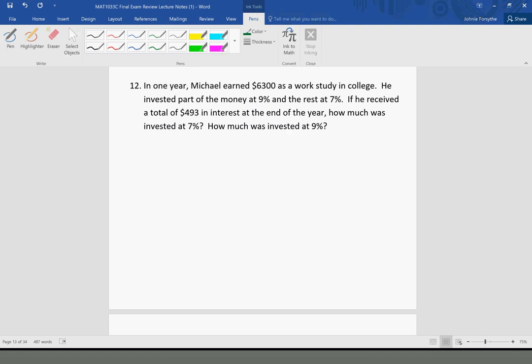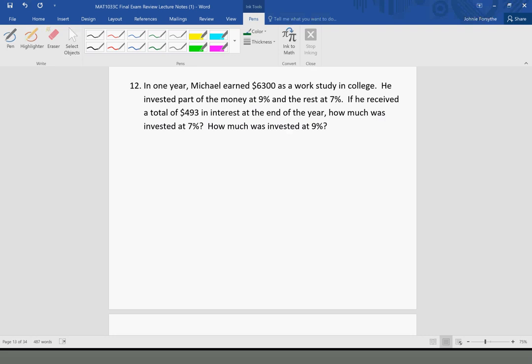So in 1 year, Michael earned $6,300 as a work study in college. He invested part of the money at 9% and the rest at 7%. If he received a total of $493 in interest at the end of the year, how much was invested at 7% and how much was invested at 9%? So just to make sure we understand what we're talking about.